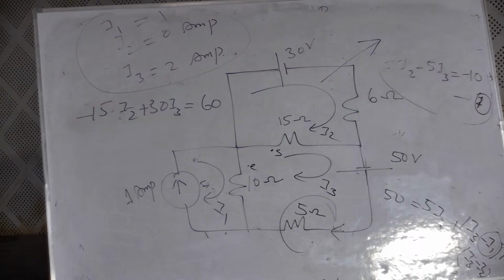I have taken 1.5 hour time. This is a five minutes problem, but I have taken 1.5 hour time. Now the time is 3 o'clock. We have started at 1:10. Now the time is 3 o'clock. We have taken 1.5 hour to complete mesh and nodal method.